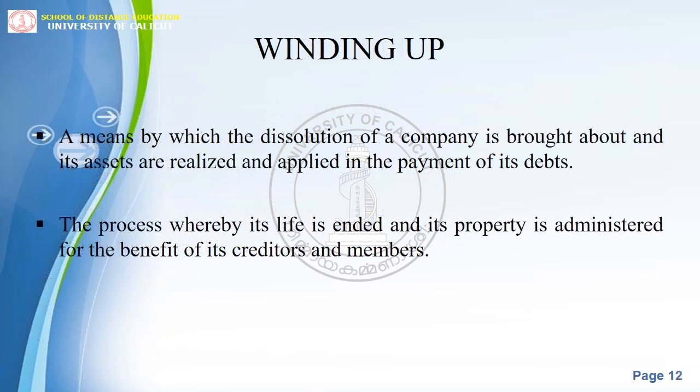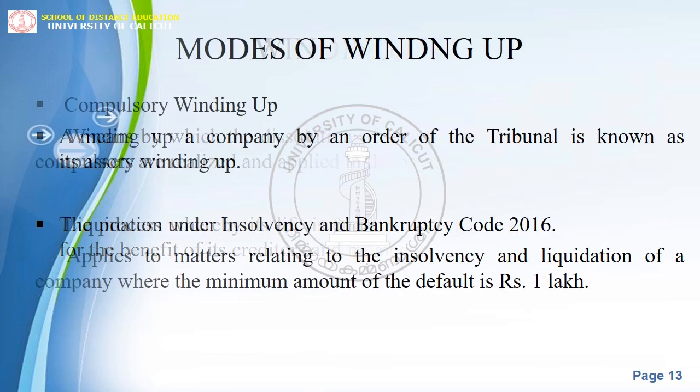Winding up of a company is the process whereby the life of a company comes to an end and its properties are administered for the benefit of its creditors and members. There are two modes of winding up of a company: compulsory winding up and liquidation under insolvency.